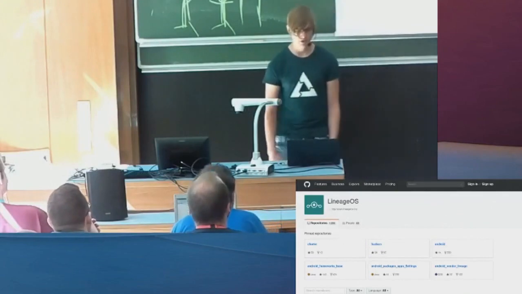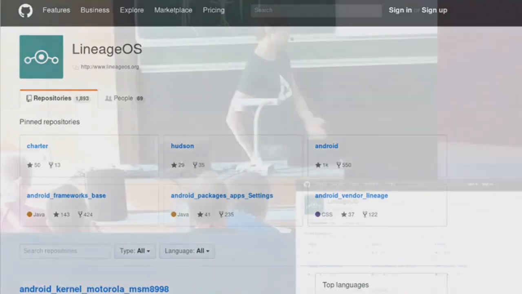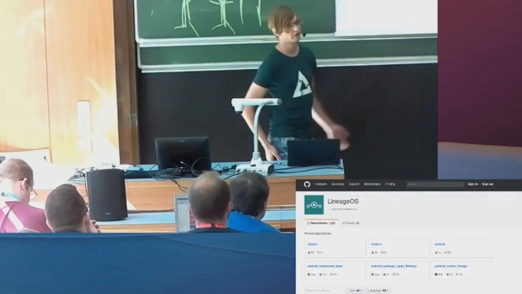Here's a screenshot from the LineageOS, I think you pronounce it, GitHub project, and you can see they have almost 2,000 repositories, and 96 people maintaining those, and this isn't really possible. So what happens is you have all these kernel repositories, for example, because each device has their own kernel repository from the vendor originally, and they are all outdated, they all have security issues.